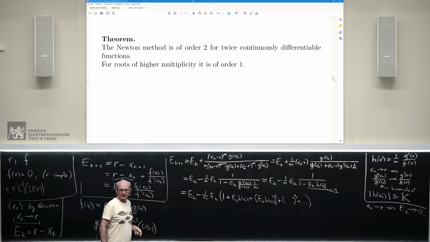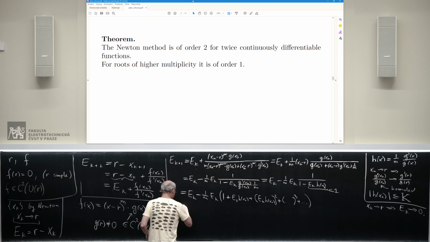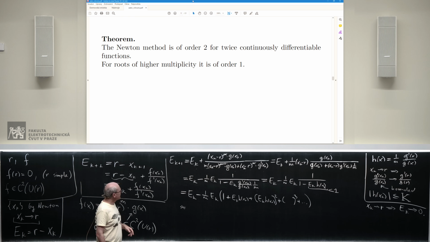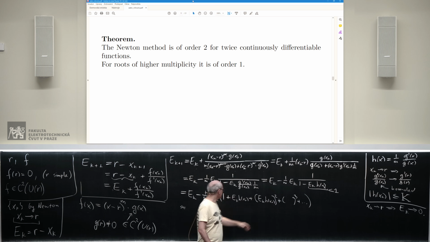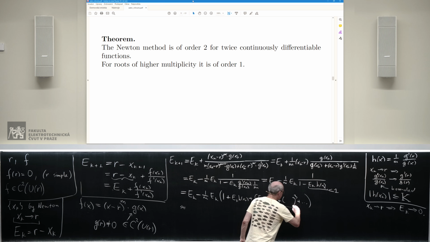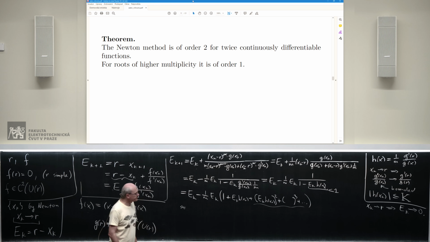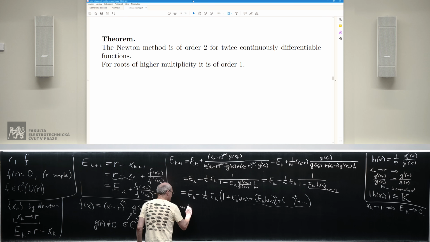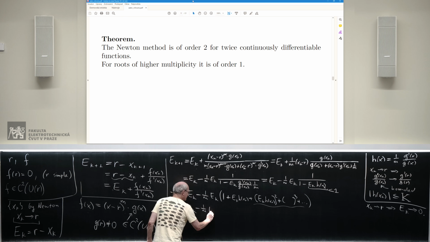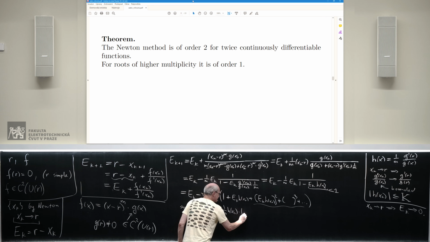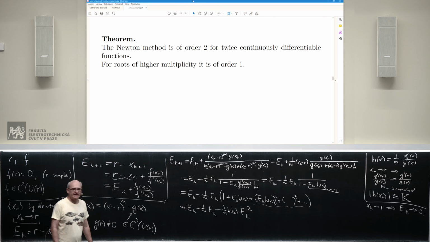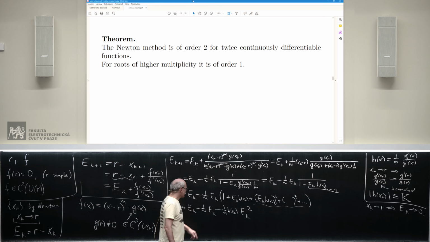So I'm going to cheat a little bit, but just a little bit. This is the traditional part of any, let's say, more serious proof. And I will simply ignore the higher powers. So this part is out. And let me write down what I obtain. I have e_k minus 1 over m e_k minus 1 over m h(x_k) times e_k squared. And that's the formula that I wanted to see.